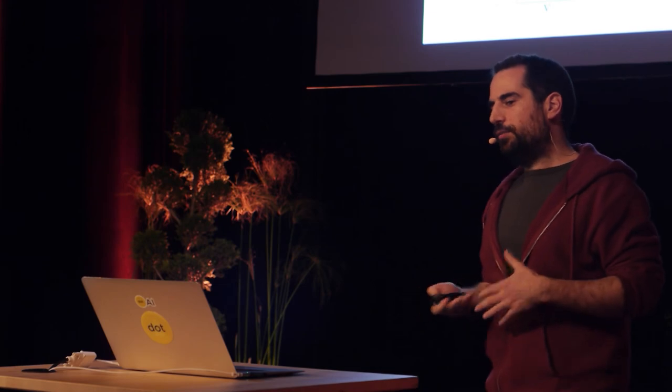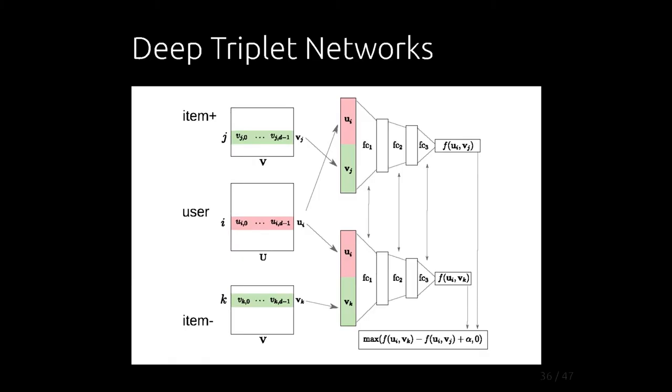And if you want to go deeper, you can do the same as we did previously, but we replace the dot product by a feed-forward neural network. And here again, the parameters of the two networks are tied, and in that case, we call them Siamese networks. And the loss function is very similar, and the whole architecture is called a triplet loss or a triplet network.